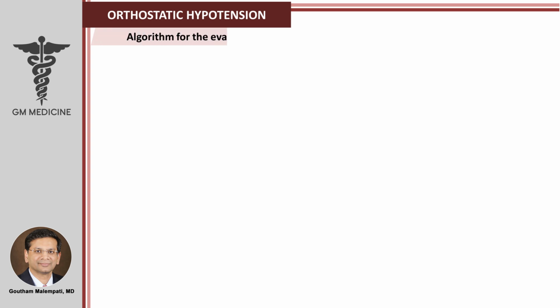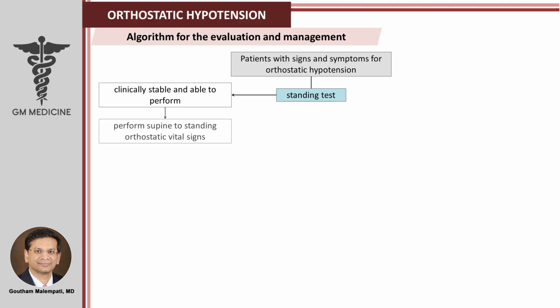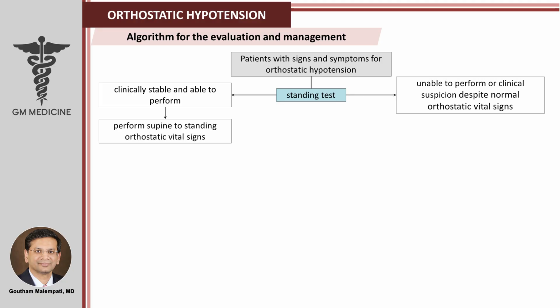Algorithm for the evaluation and management of orthostatic hypotension. Patients with signs and symptoms concerning for orthostatic hypotension, and if clinically stable and able to perform a standing test safely, perform supine to standing orthostatic vital signs. If the patient is unable to perform standing test, or if the clinical suspicion for orthostatic hypotension is high despite normal orthostatic vital signs, perform head-up tilt-table test.